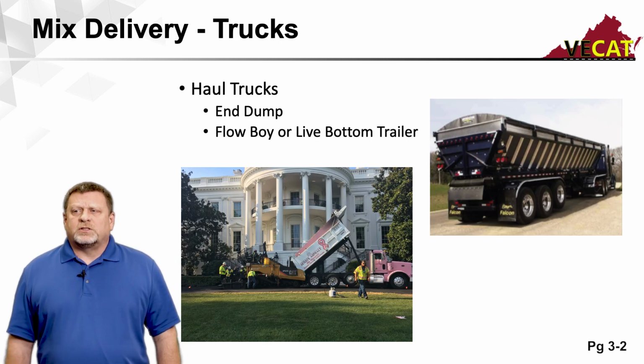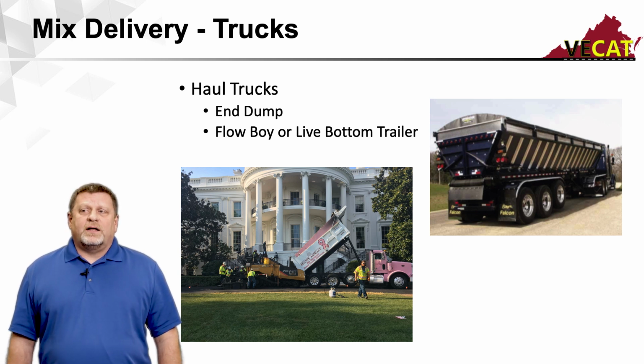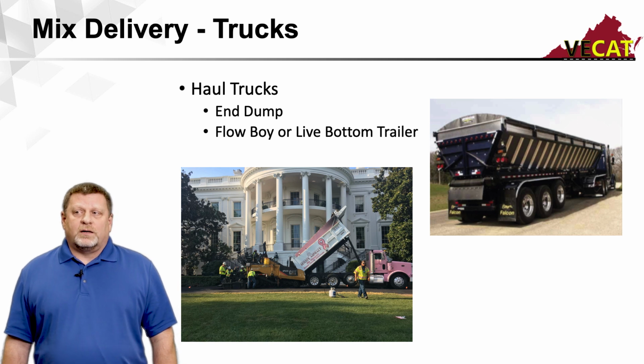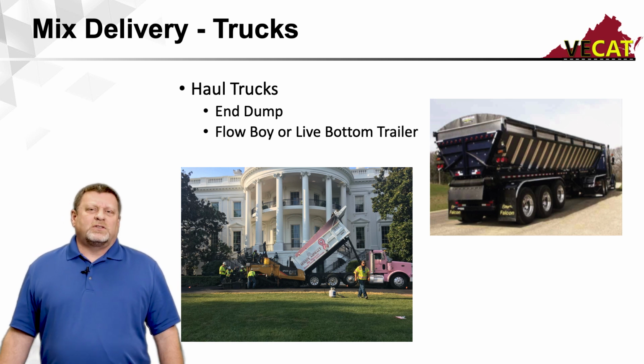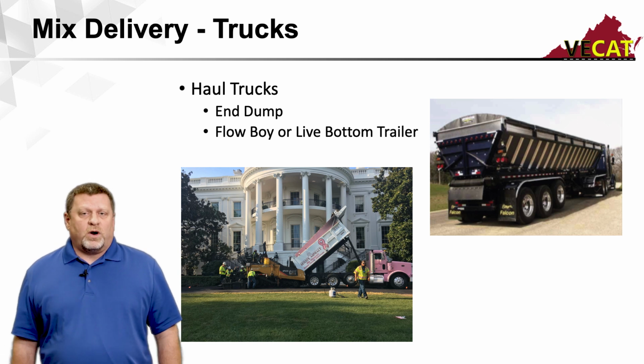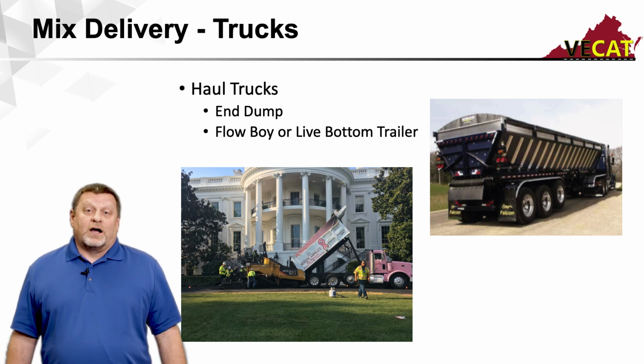Here's a couple pictures of some trucks. The one on the left is an end dump truck, and that is the majority of what you're going to see in the state of Virginia. Most all the trucks we use are end dumps. The one on the right is called a flow boy or a live bottom trailer. I've only used this type of haul truck one time in all my years of working in asphalt, and that's when we paved the Hampton Roads Bridge Tunnel. And think about it, how am I going to raise a dump bed truck in the middle of a tunnel? It's not going to work.